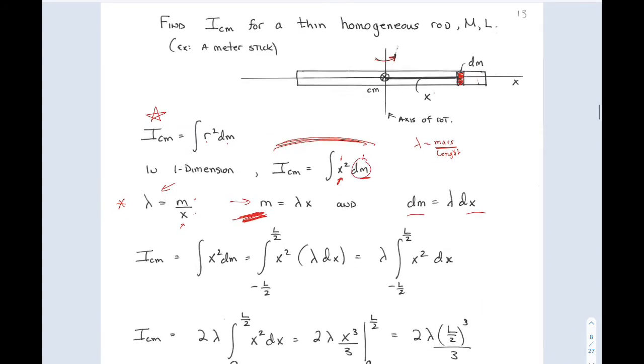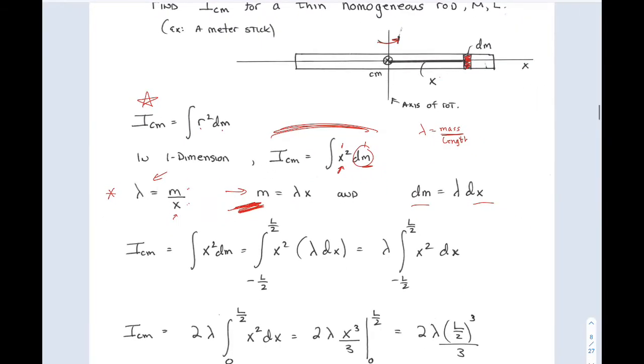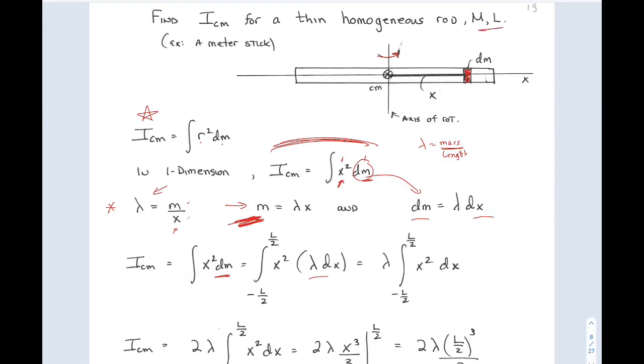So right here where I have dm, I'm going to put in lambda dx. Okay, and look at my limits of integration. This stick has mass m and length L, so that's L over 2.